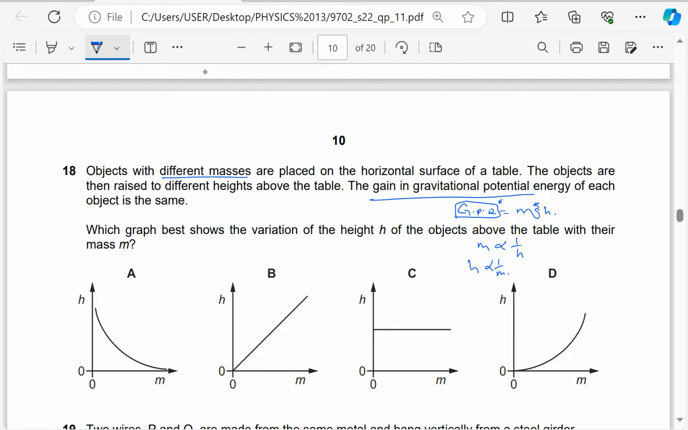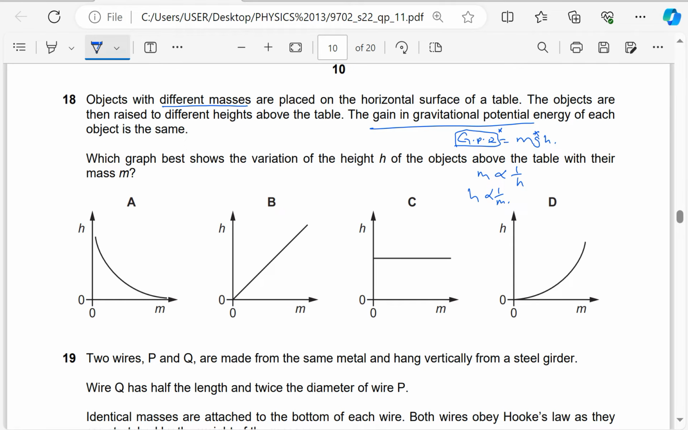That should not be a straight line. So I ignore this and this. That can't be a straight line. That's number one. Number two, as m increases, h must be decreasing. That means D is wrong because D is showing as m increases, h is also increasing. So the answer is automatically going to be A. H is inversely proportional to m.